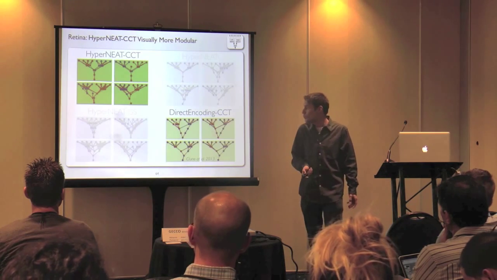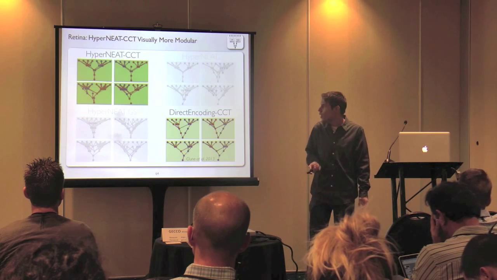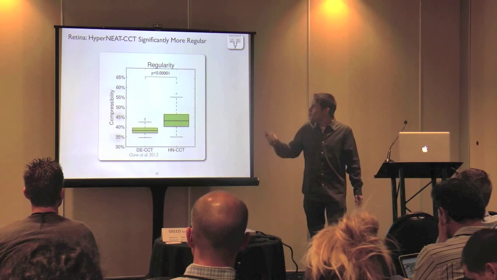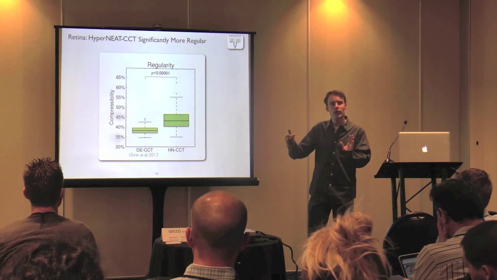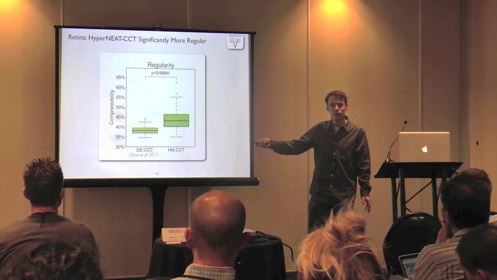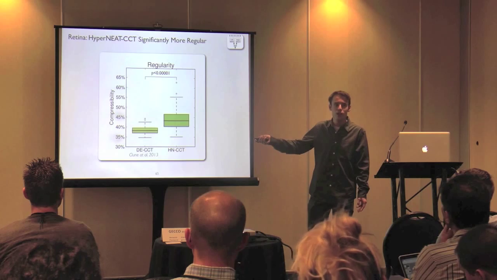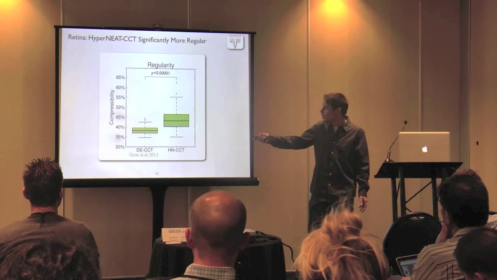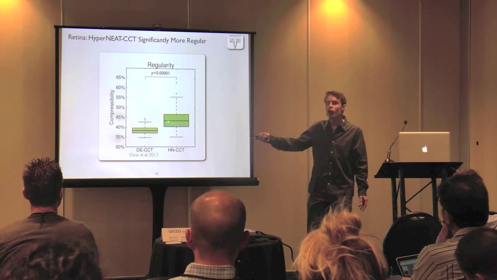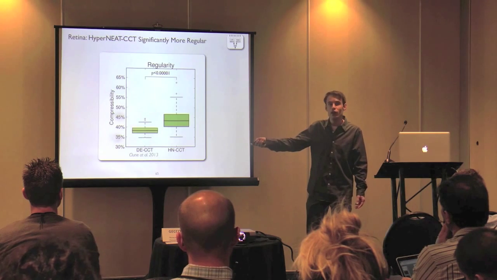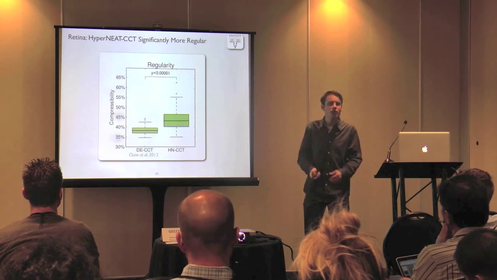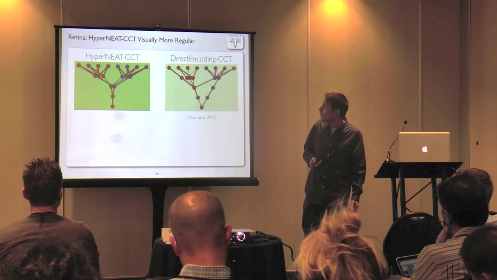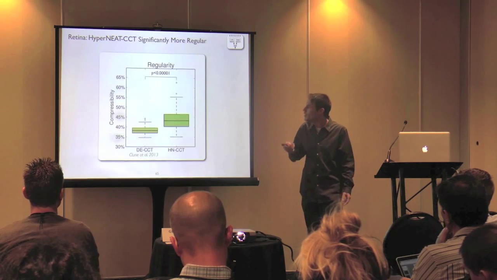Lastly, when we compare HyperNEAT with the connection cost technique against the direct encoding, we see that both treatments are modular. But both treatments are not regular. In this plot, what we did is we took the phenotype produced by the direct encoding with the connection cost technique and the phenotypes produced by HyperNEAT with the connection cost technique, and we compressed them. And here we can see that HyperNEAT with the connection cost has a much higher compressibility than the direct encoding with the connection cost technique, and as a result, we have an indication that it's significantly more regular.